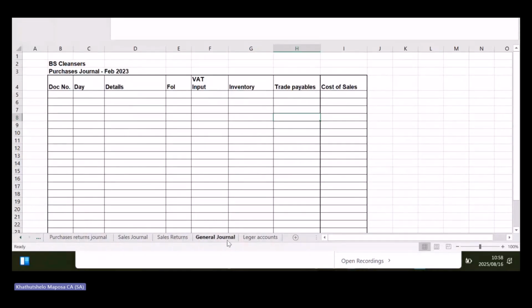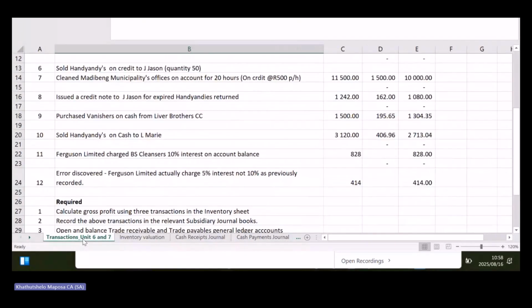Then I want us to close by looking at the two transactions. Let's start with number 11. Let's see by the raise of hands. Who wants to tell us? We've already agreed that we are recording this on the general journal, the 828 rands interest that the supplier charged us. Who wants to tell us what we are going to debit and what we are going to credit on the general journal? Let's see by the raise of hands.